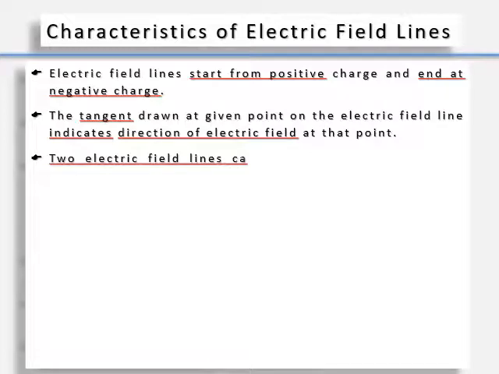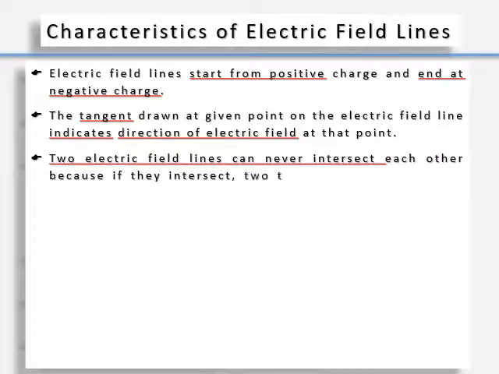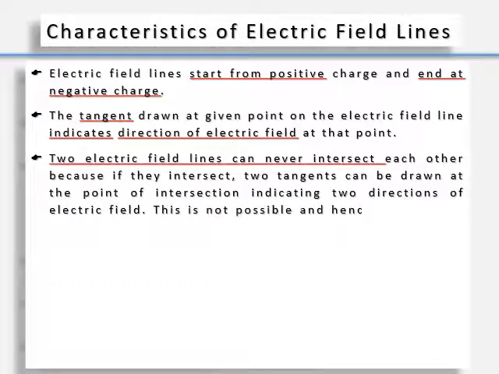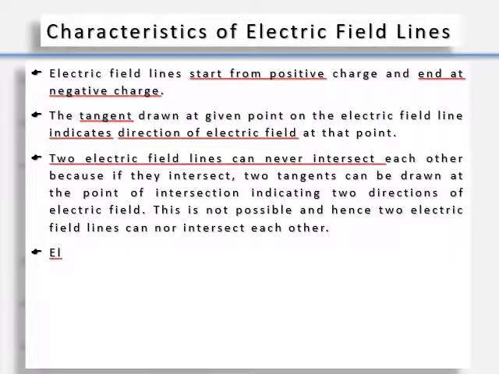We also know that two electric field lines can never intersect each other, because if they intersect, at the point of intersection we can draw two tangents. So what if we can draw two tangents? Is it a problem? Yes, it is a problem. The problem is two tangents indicate two directions of the electric field, and at one point you must have a unique direction of the electric field. You cannot have two directions of electric field at one point, and so two electric field lines can never intersect each other.